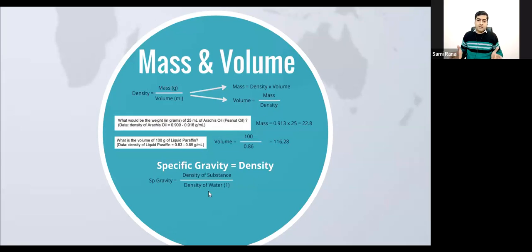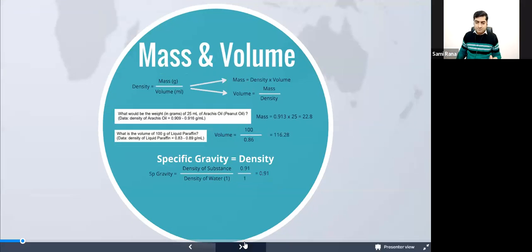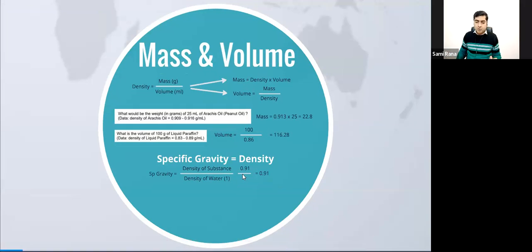Now, how do we justify that specific gravity is equal to density? Specific gravity is equal to the density of the substance divided by the density of water, that is 1. So anything divided by 1 is equal to the same thing. That's why I said that specific gravity is equal to density. For example, if the density of a substance is 0.91 and it's divided by 1, the answer is going to be 0.91, the same.